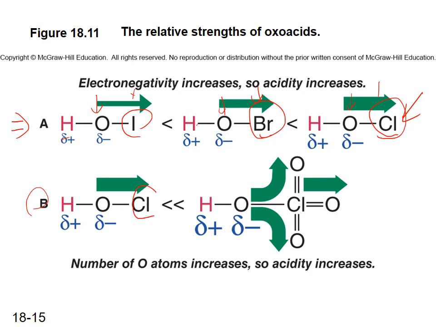In B, we show two acids. One is chlorine bound to one oxygen, and the second one is chlorine bonded to 4 oxygens. If they have different numbers of oxygens, the more oxygens you have, the stronger the acid. So this one, perchloric acid, is a much stronger acid than hypochlorous acid.